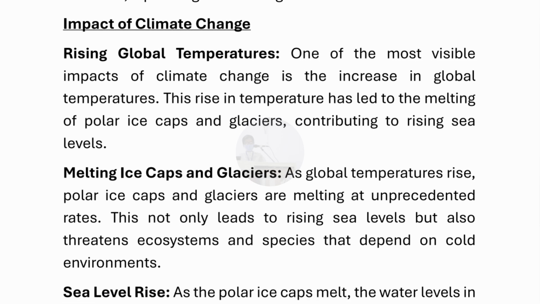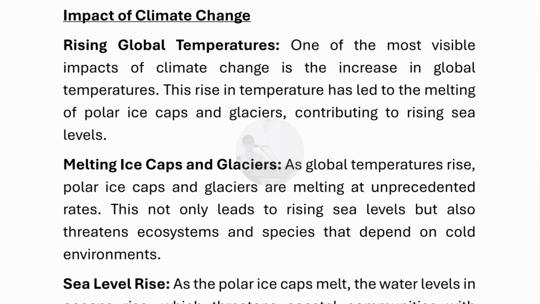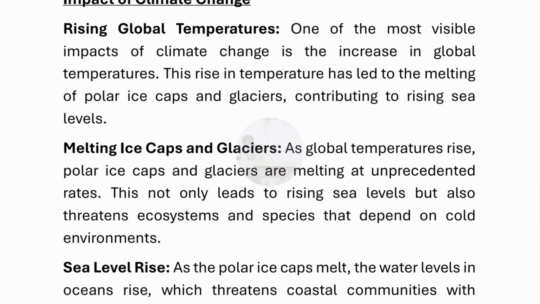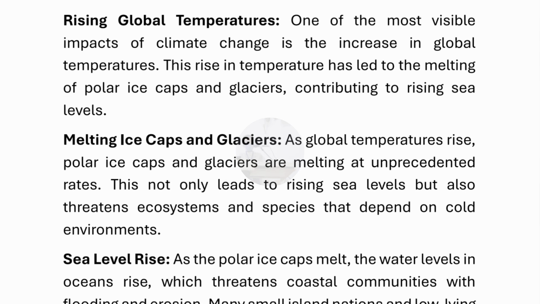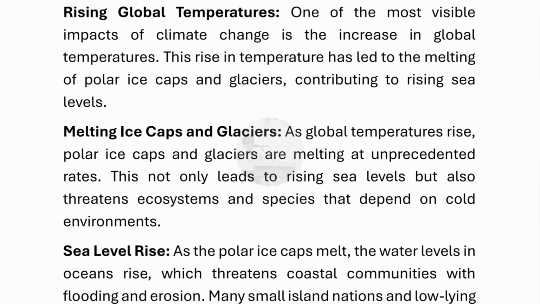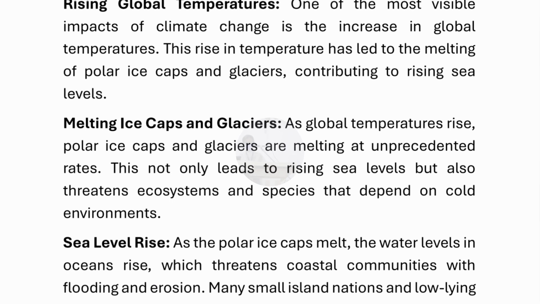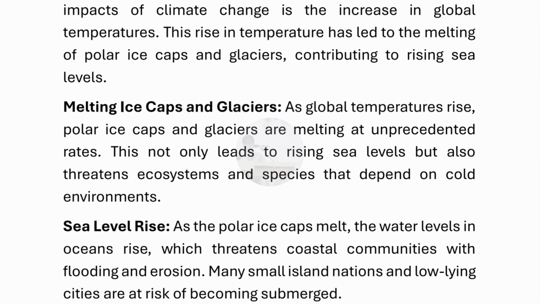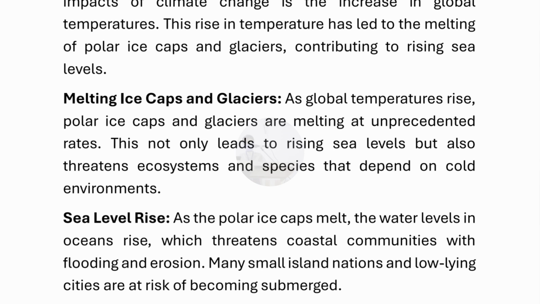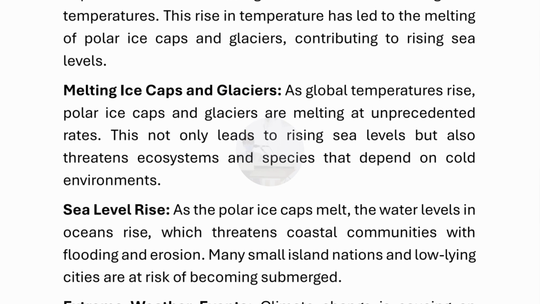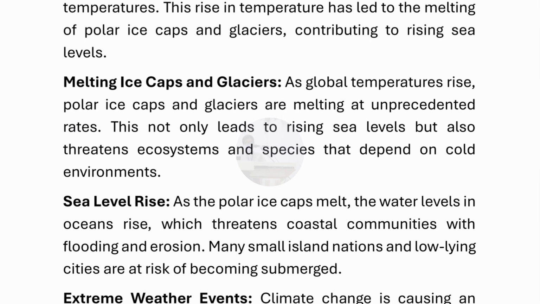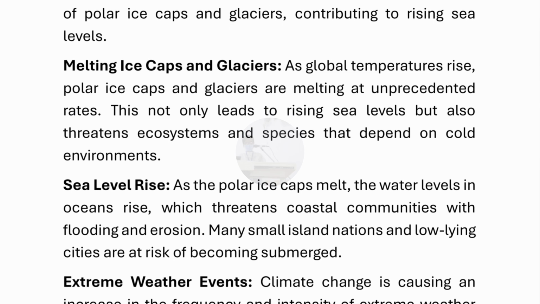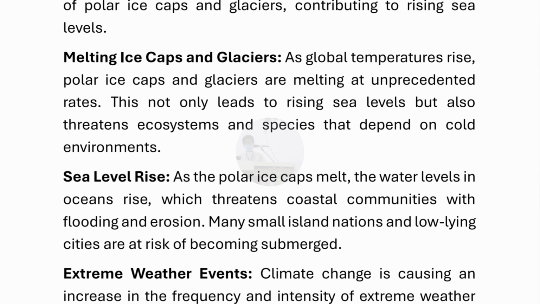Melting ice caps and glaciers. As global temperatures rise, polar ice caps and glaciers are melting at unprecedented rates. This not only leads to rising sea levels but also threatens ecosystems and species that depend on cold environments. Sea level rise. As the polar ice caps melt, the water levels in oceans rise, which threatens coastal communities with flooding and erosion. Many small island nations and low-lying cities are at risk of becoming submerged.